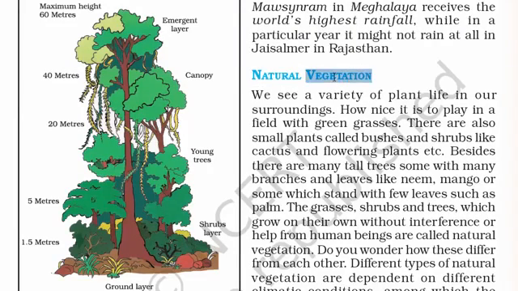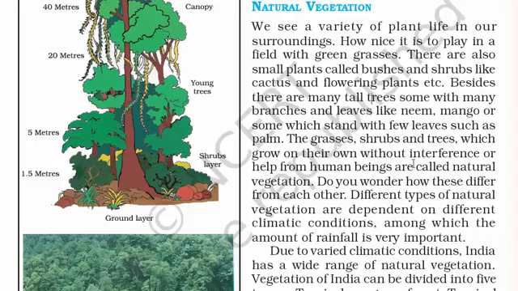What do you mean by vegetation? Plants are collectively known as vegetation. So whenever vegetation comes, think about the green plants. Here they have nicely defined the term natural vegetation as the grasses, shrubs and trees which grow on their own without interference or help from human beings. So there are vast forests around the world which are not taken care of by human beings. These huge forests grow on their own, right? So that is what natural vegetation is.